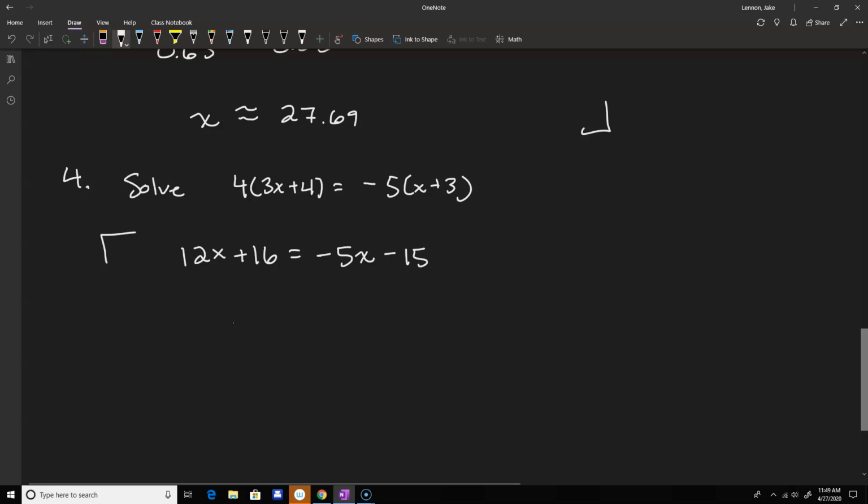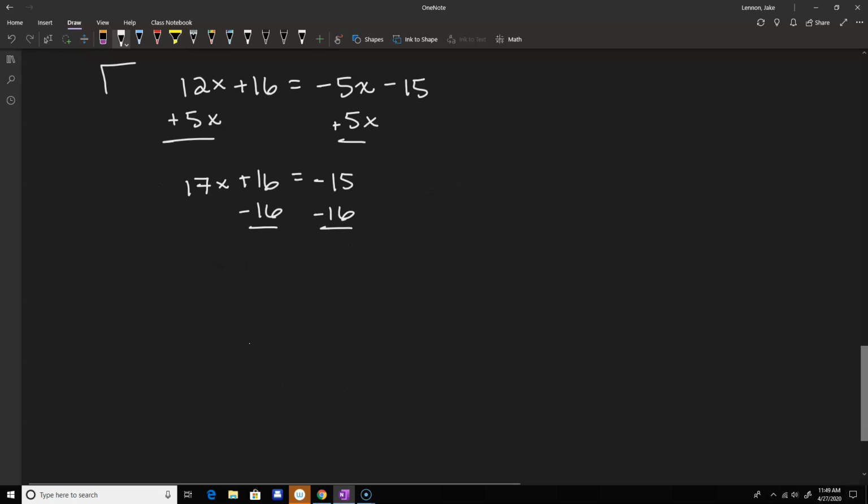Okay, so let's move the x's to the left and the regular numbers to the right. So I'll add 5x to both sides. So then my x's are only on the left-hand side of the equation. So now I have 17x plus 16 equals minus 15. And then to move the 16 to the right-hand side, we want to subtract 16 on both sides. So I end up with 17x equals minus 31.